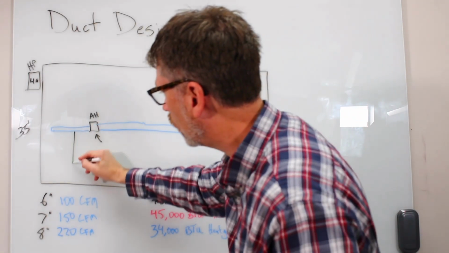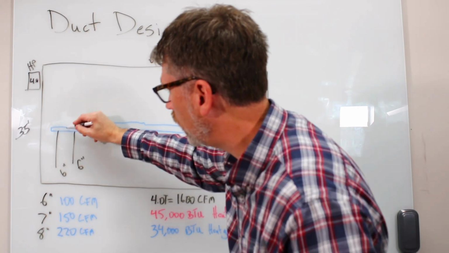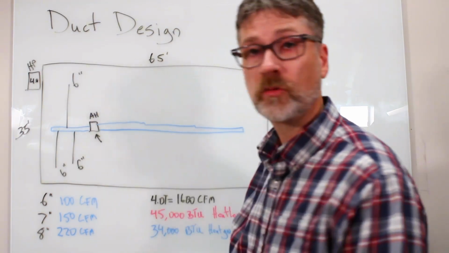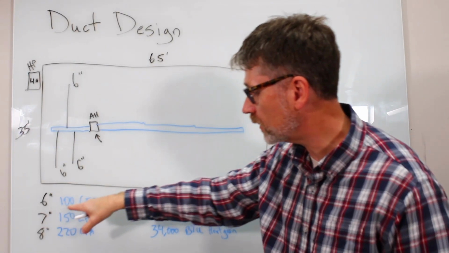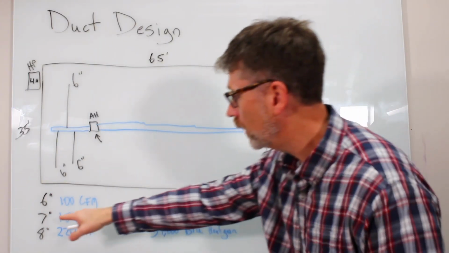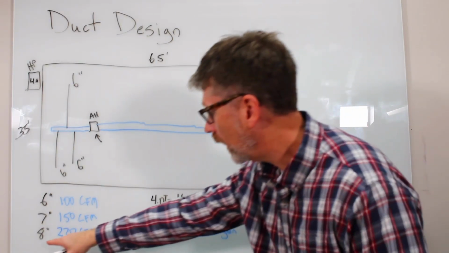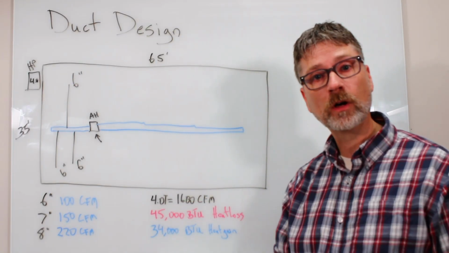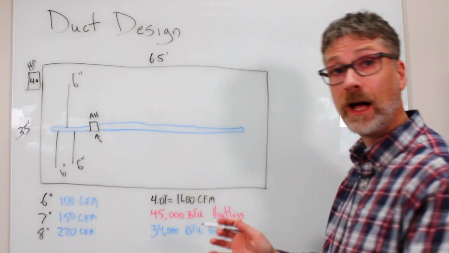From this one, we're going to install 3 6-inch runs. Earlier we talked about the runs, and we're going to say that a 6-inch run can deliver for us about 100 CFM. A 7-inch run, for example, gets you to 150. An 8-inch run gets you to 220 CFM. Again, at our about 600 feet per minute velocity.